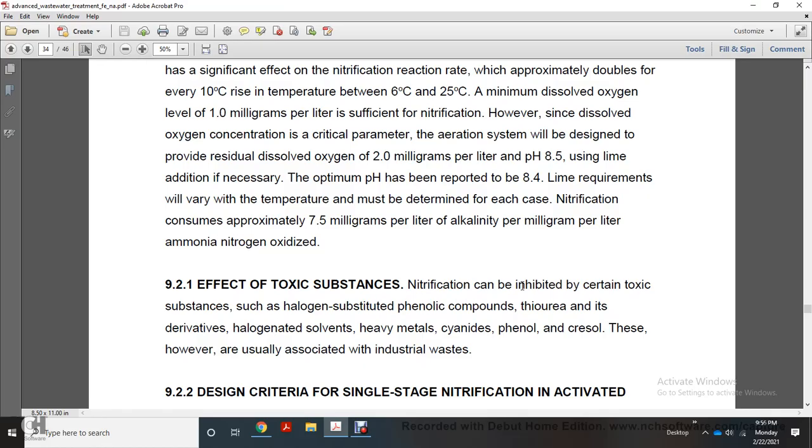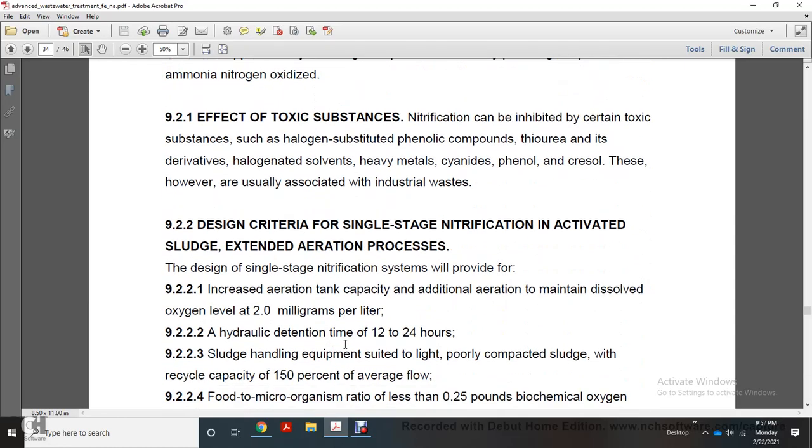Nitrification can be inhibited by certain toxic substances, such as halogenated solvents and their derivatives, heavy metals, cyanides, phenol, and cresol. These, however, are usually associated with industrial waste.